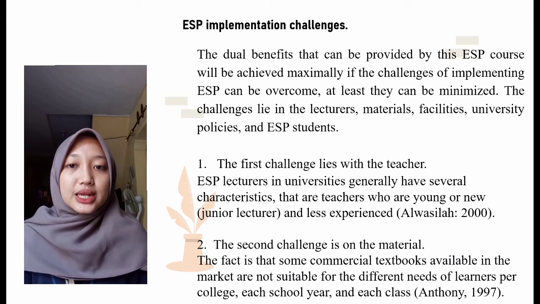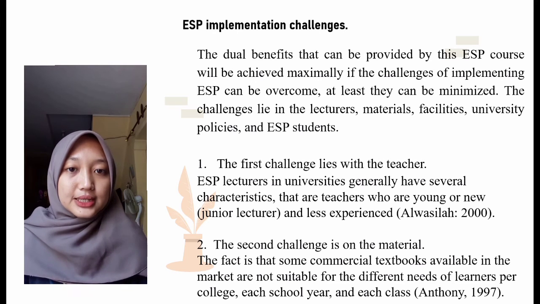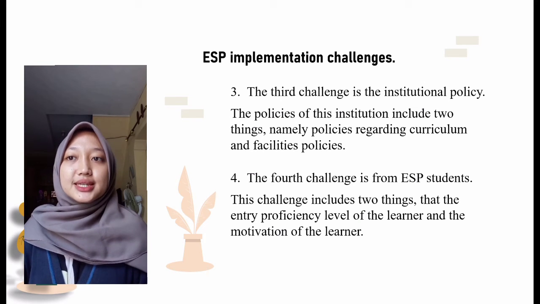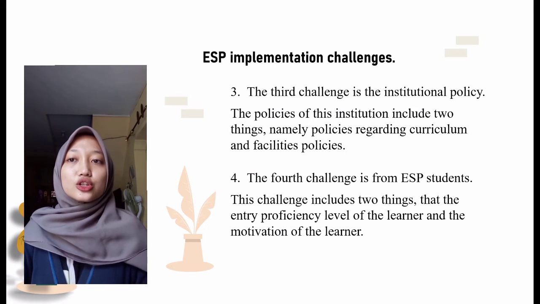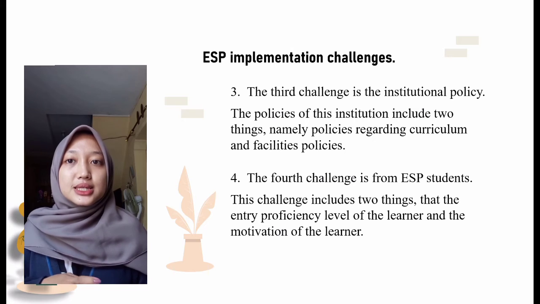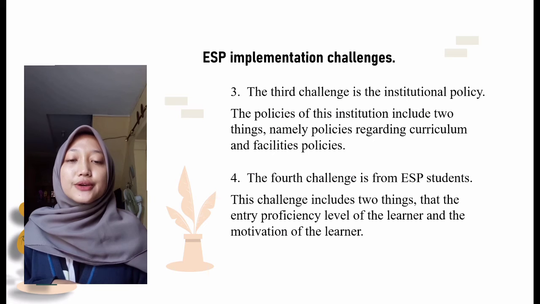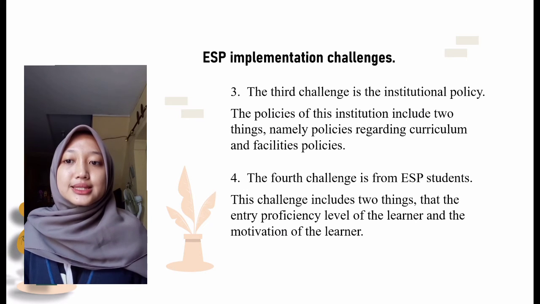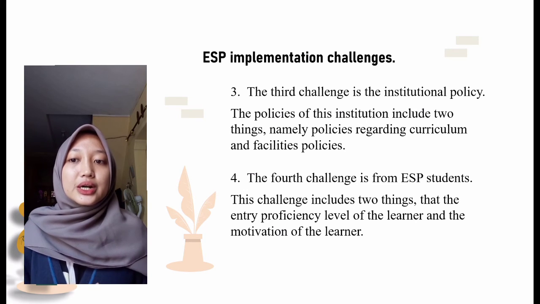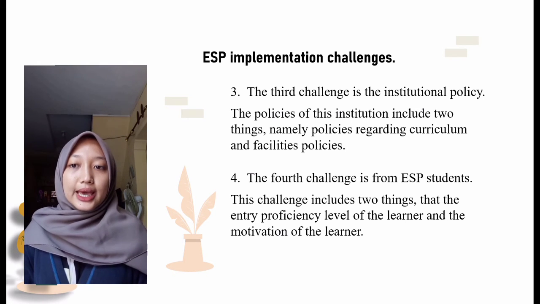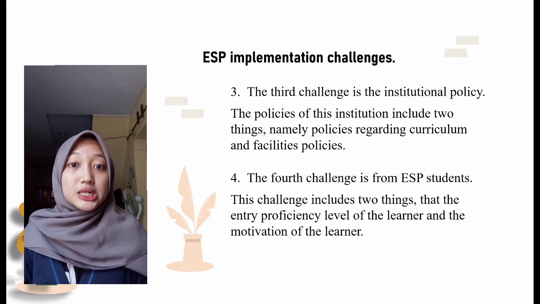Anthony, 1997. Okay, for the third, the challenge is institutional policy. The policies of this institution include two things, that is policies regarding curriculum and facilities policies. For the fourth, the challenge is from ESP students. This challenge includes two things, that is the proficiency level of the learner and the motivation of the learner.